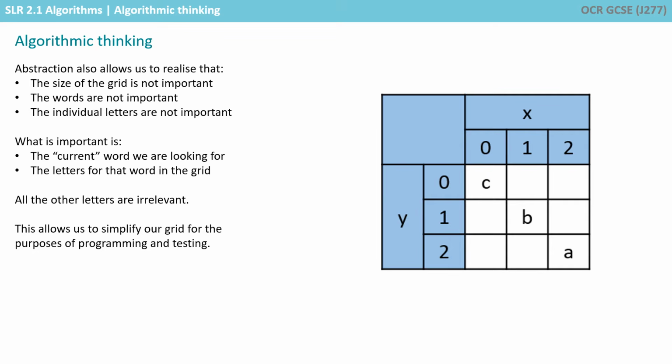Now, if we take the concept of abstraction just a little further, the size of the grid is actually not important. And in fact, even the words that we're looking for are not important, and the individual letters are not important. The only thing we're really interested in is the current word we're looking for and the letters for that word in the grid. All the other letters are irrelevant. So we could simplify our grid for the purpose of programming and testing into something like this.